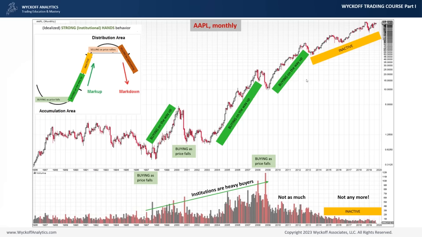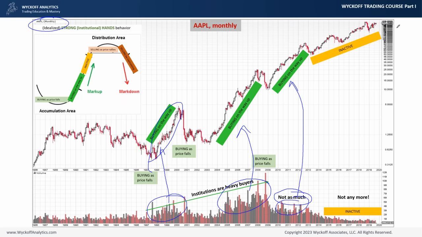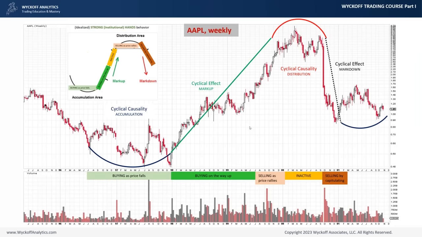Let's see this as an example. So for instance, the same Apple monthly chart, we're seeing in the volume signature how big institutions are basically buying on the way up after the announcement that Steve Jobs is coming back, that Apple is gonna have a huge product line. And then they're still buying on the way up. And they're still buying on the way up, maybe not as much, but still buying. And then they're becoming more inactive. They're just holding on to this position and they're riding the trend. And this could be seen on different timeframes.